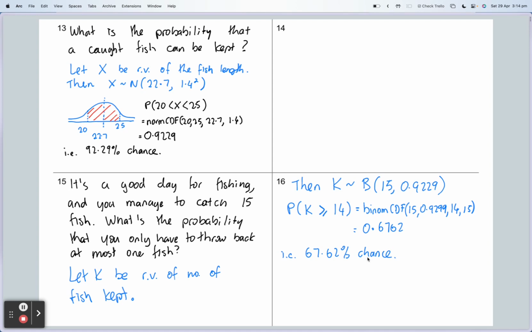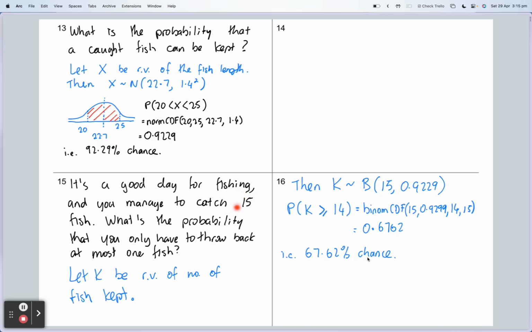Now, I just wanted to conclude with a couple of things. Number one, I hope you can see that both normal and binomial distributions were utilized in the one question effectively. They were both related things. My normal distribution gave me the probability, which I then utilized in my binomial distribution. The binomial distribution is a discrete random variable. So K is a discrete random variable.